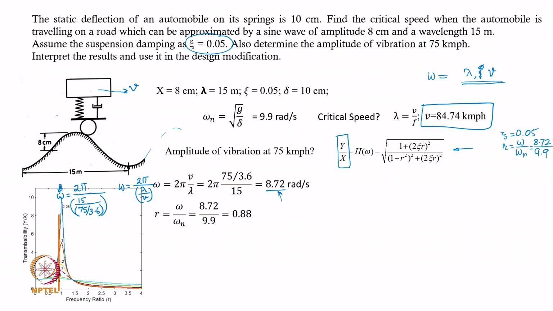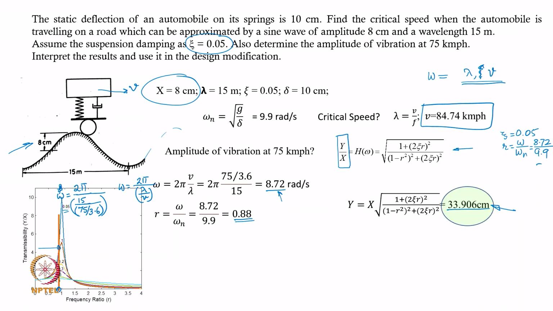So, here r is 0.88, which means that I am operating somewhere here, right, below critical, which means that I expect amplification. And what will be the value of that amplification? For a damping ratio of 0.05, I am basically somewhere here or so. It is difficult to see from that graph, but when I actually calculate it, it turns out that this amplitude is 33.906 centimeters. Now, what was our capital X? It is this 8 centimeter amplitude that is getting amplified to 33.9, which is slightly more than 4 times amplified. So, that is 4 times amplification of the base motion.